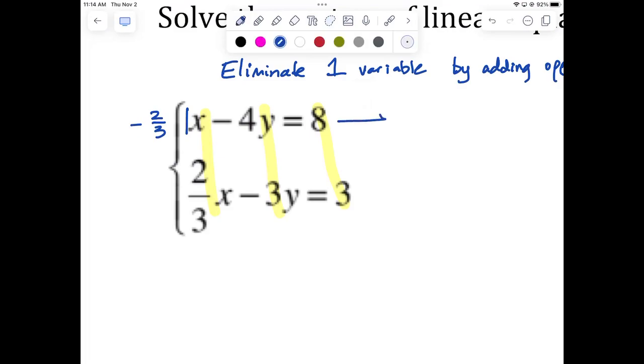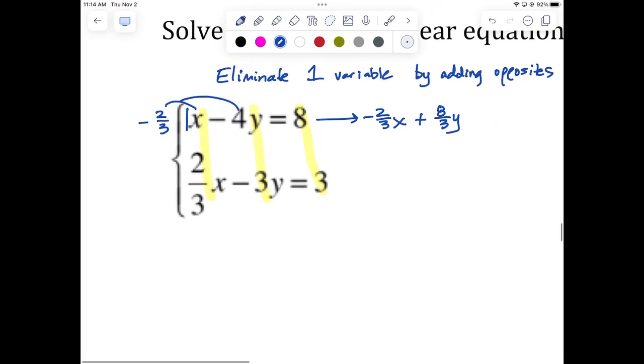If I were to multiply both sides of the equation by negative 2/3, and I put it out front instead of in parentheses on both sides, but we are going to multiply both sides by it. If I distribute the negative 2/3 here, I would get negative 2/3 x, and then positive 8/3 y, yucky, but not too bad, equals negative 16/3. You just multiply straight across. If I kept the bottom to itself, then I get 2/3 x minus 3y equals 3.